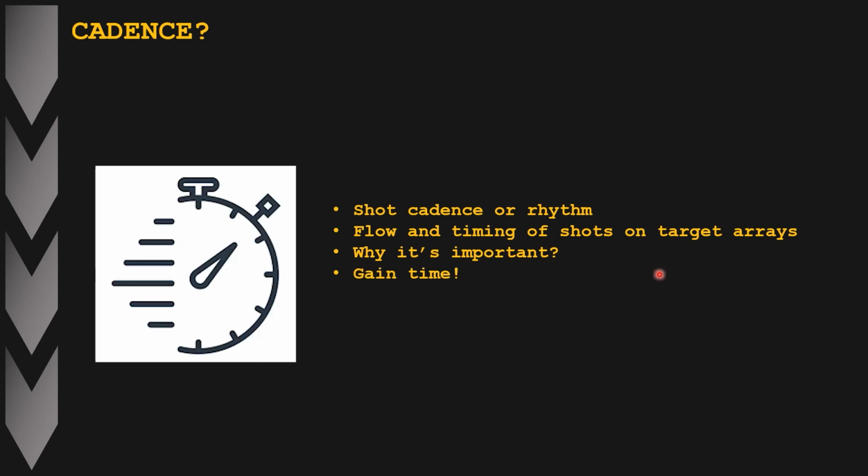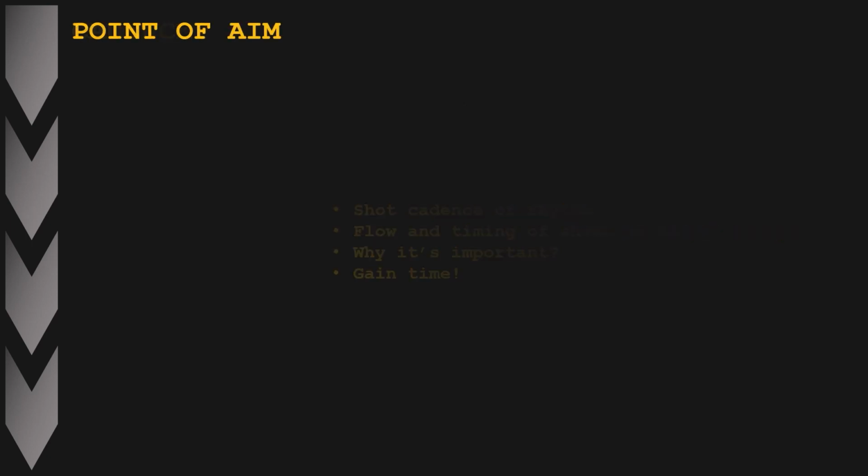Well, simply stated, you can gain a lot of time per target in a target array, per stage, and for the entire match. Before explaining how you can improve your shot cadence, I want to make two quick but very important side steps. The first is on point of aim and the second is on target transitions.